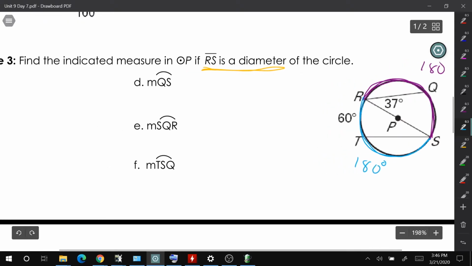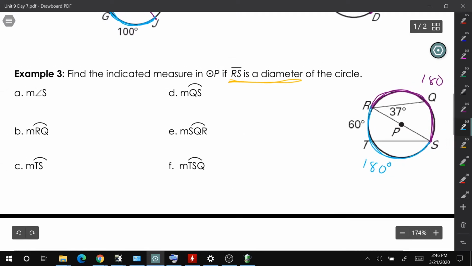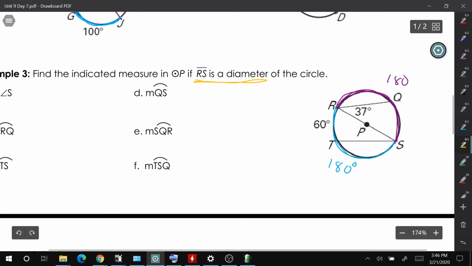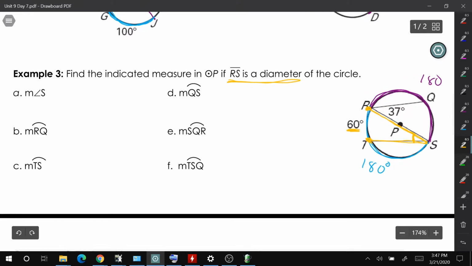So let's look at what we're asked to find first. The measure of angle S. So the measure of angle S is right here, and if we draw in the angle, see, these are the endpoints, and we are told that that arc is 60 degrees, and since we're trying to find the angle, the smaller part, we're going to divide 60 by 2 and get 30 degrees.